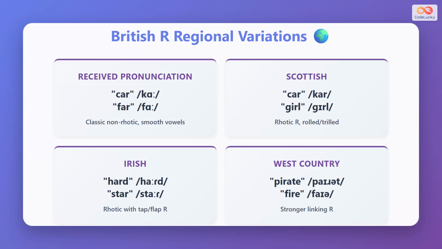British English also has regional variations of the R sound. Received pronunciation uses the classic non-rhotic R with smooth vowels. Scottish English has a rhotic R that is rolled or trilled. Irish English has a rhotic R with a tap or flap sound. The West Country accent has stronger linking R. These variations show that British R is not always silent, depending on the region.